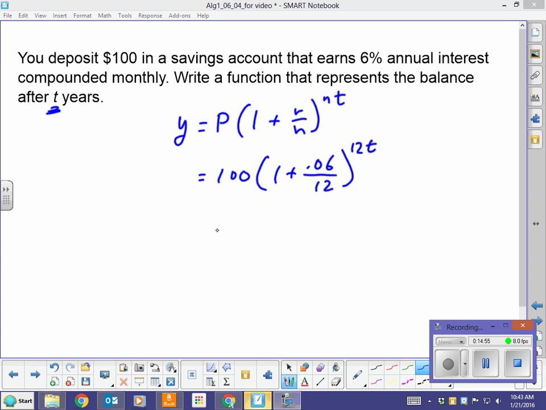Let's go ahead and simplify this the best we can here. So 0.06 divided by 12 is 0.005. So this will be 1.005. The whole thing is to the power of 12t. And this is our function. All we have to do is write the function, and we put it in that standard form that we have there.